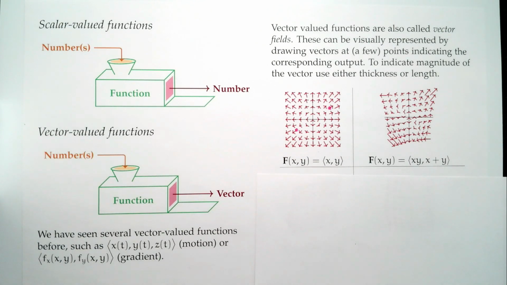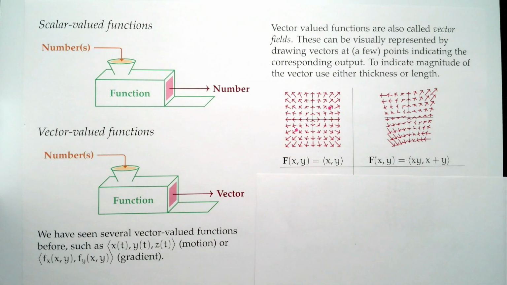Now, of course, we can have more interesting and exotic curves. So here's a vector valued function, f of x, y, where the outputs are x, y in the x component and x plus y in the y component. And then we have all sorts of arrows going in all sorts of ways.